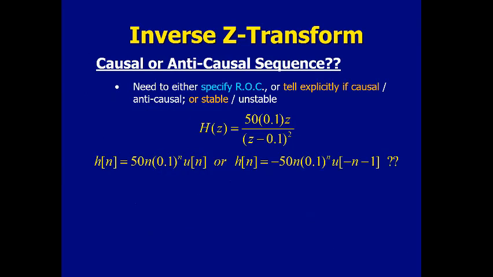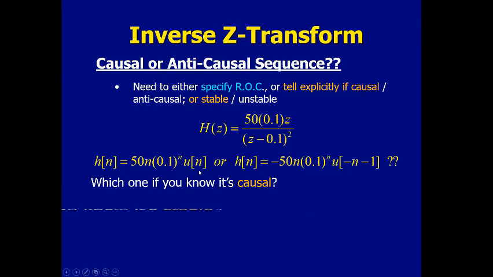So in our case, there were actually two different options for the inverse transform of our original H of z, the causal version and the anti-causal version. Now, if you tell me that it's causal, then obviously we know it's the u of n one. If you tell me it's stable, then I have to look at where the poles are. In this case, I have two poles at z equals plus 1/10. That's inside the unit circle.